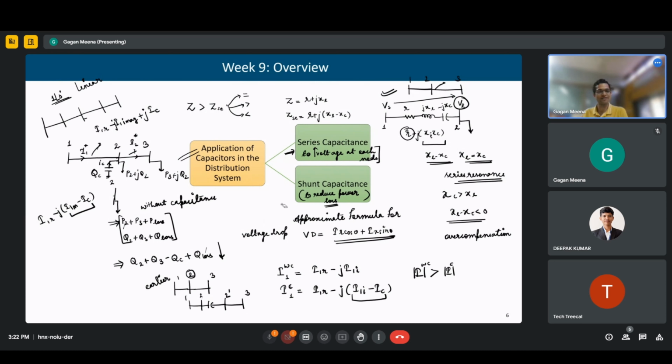So I was saying, we were talking about the shunt capacitor. Here, because of the capacitance, the current magnitude drawn from the substation reduces, and as a result the power loss also reduces. Because the current drawn is reduced, the voltage drop also reduces a little bit, and as a result the voltage profile improves, or voltage regulation is improved.